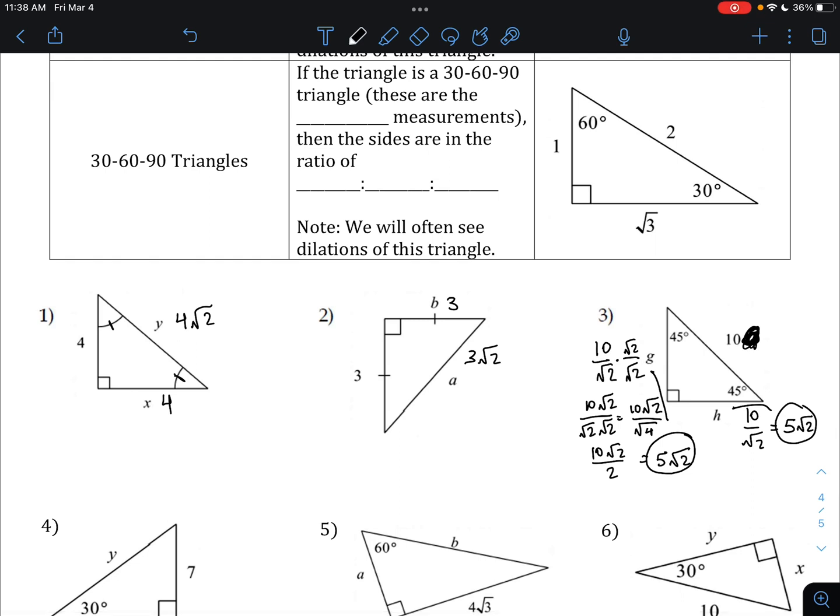In our next video, I'm going to be talking to us about the 30, 60, 90 special right triangles. They also have some proportions, but they're a little bit different. So we'll talk about those in just a little bit.